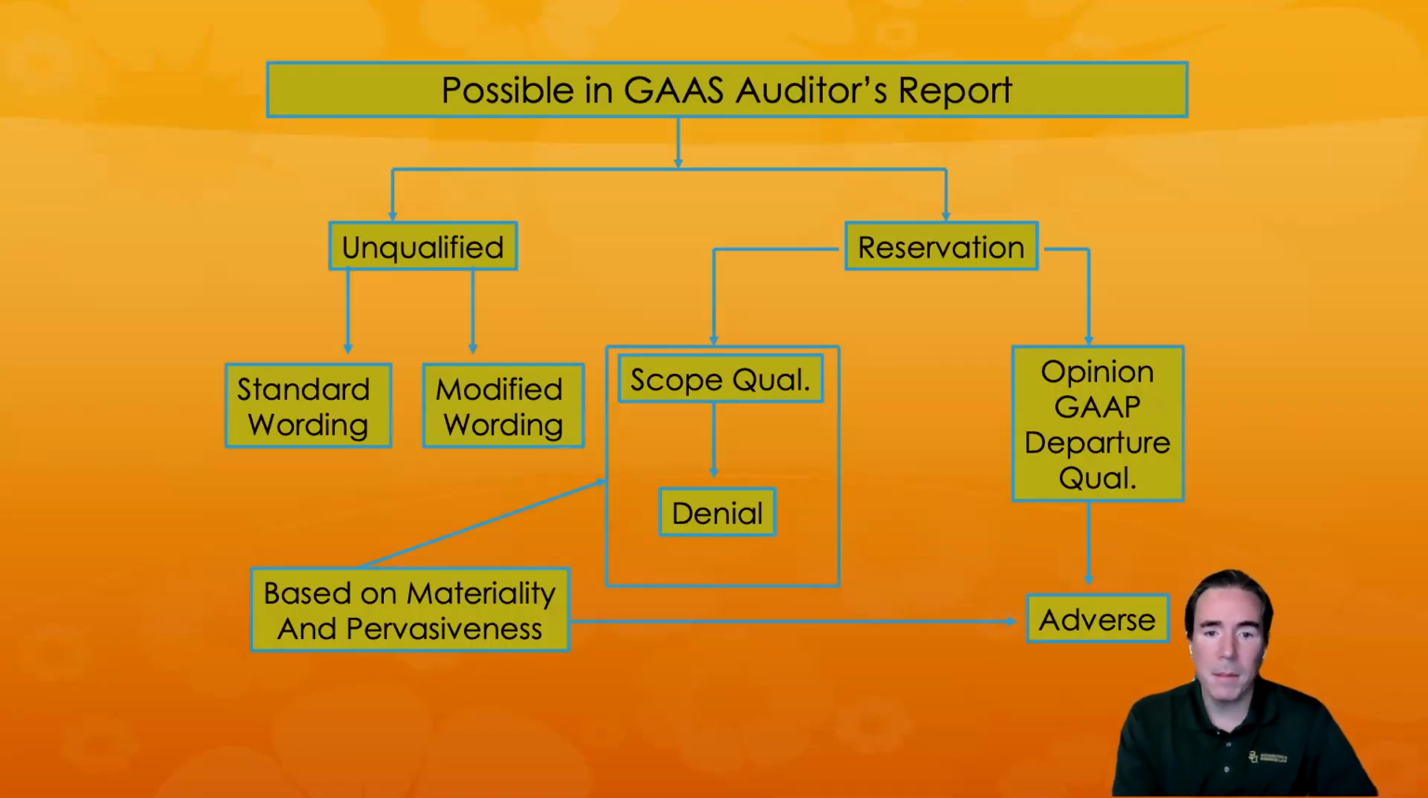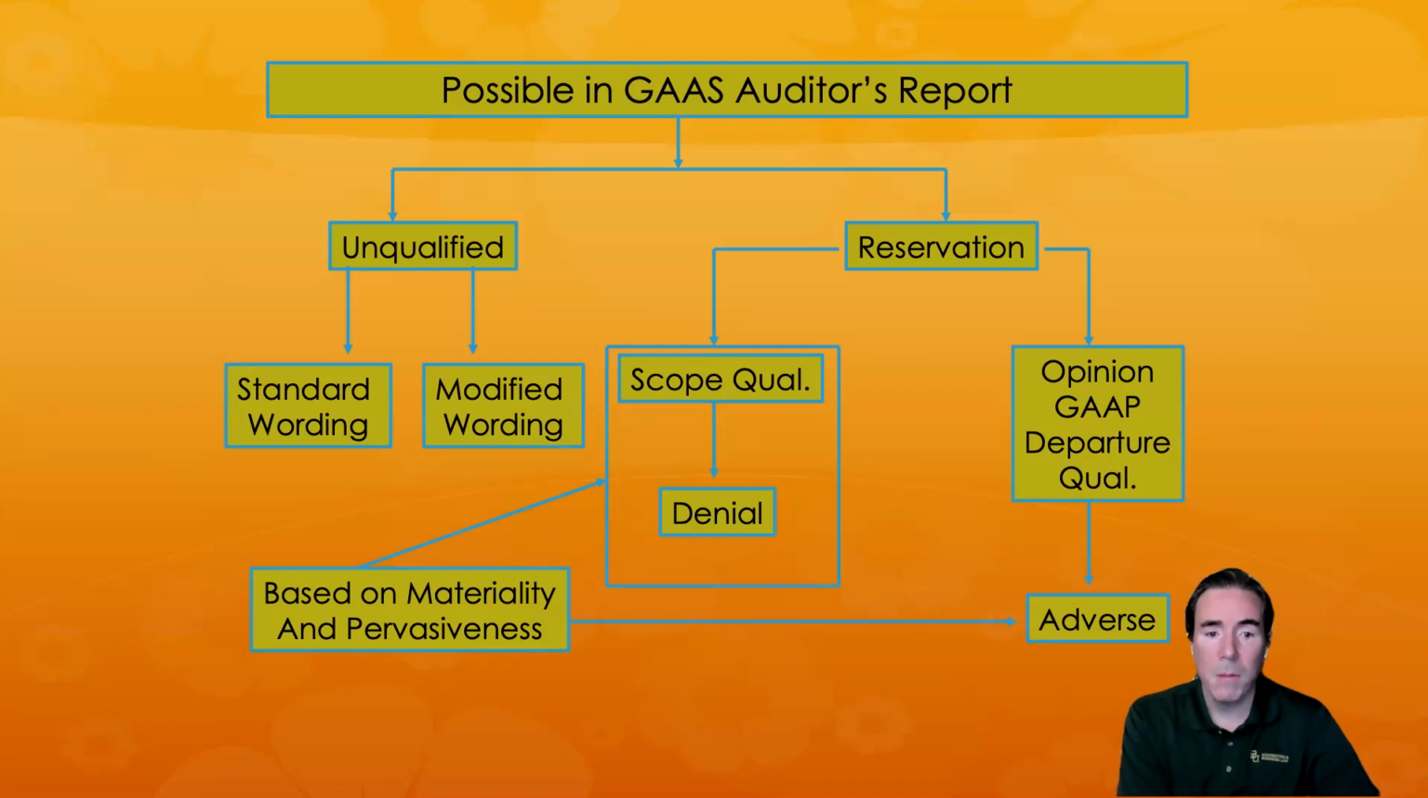The final possibility is a departure from GAAP. And so a departure from GAAP is a major issue. This is where the client has voluntarily chosen to depart from GAAP, and we need to decide, is it sufficient to issue either a qualified opinion, meaning everything is accurate except for, or an adverse opinion. And so an adverse opinion is where we say the financial statements are materially misstated.